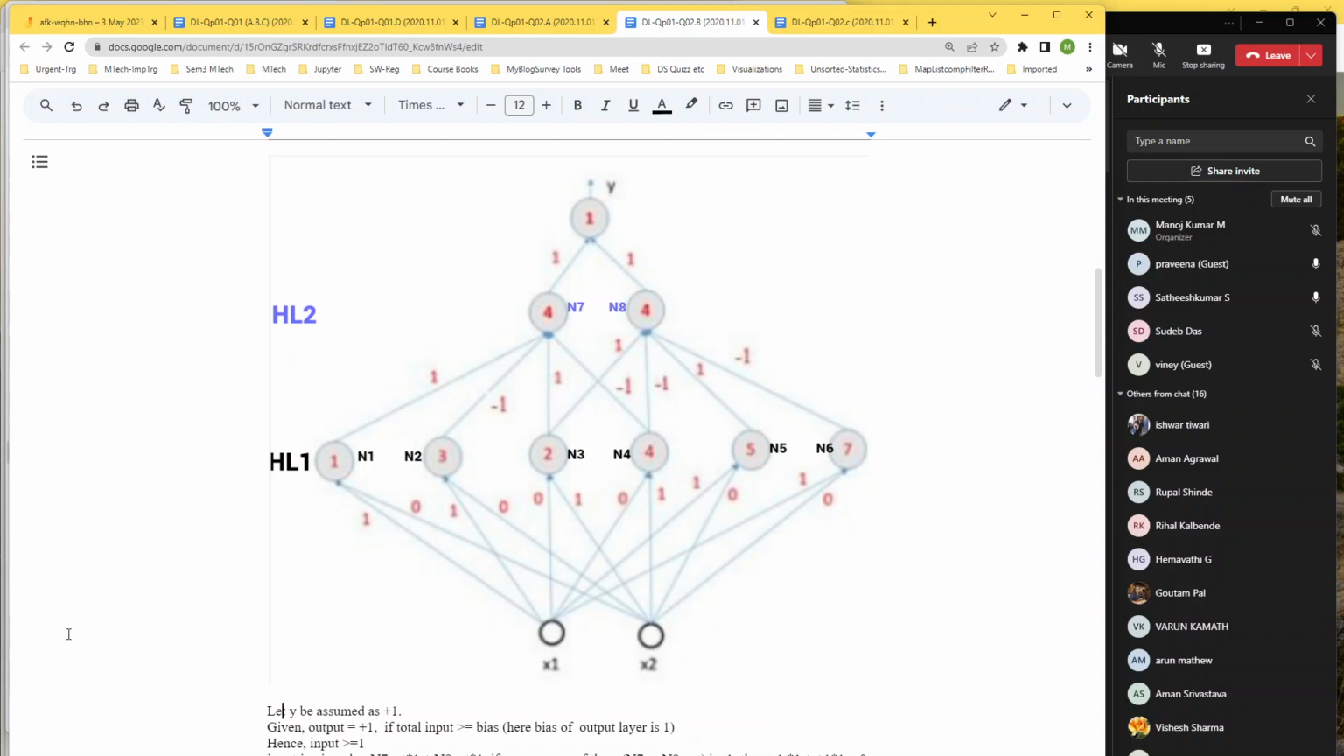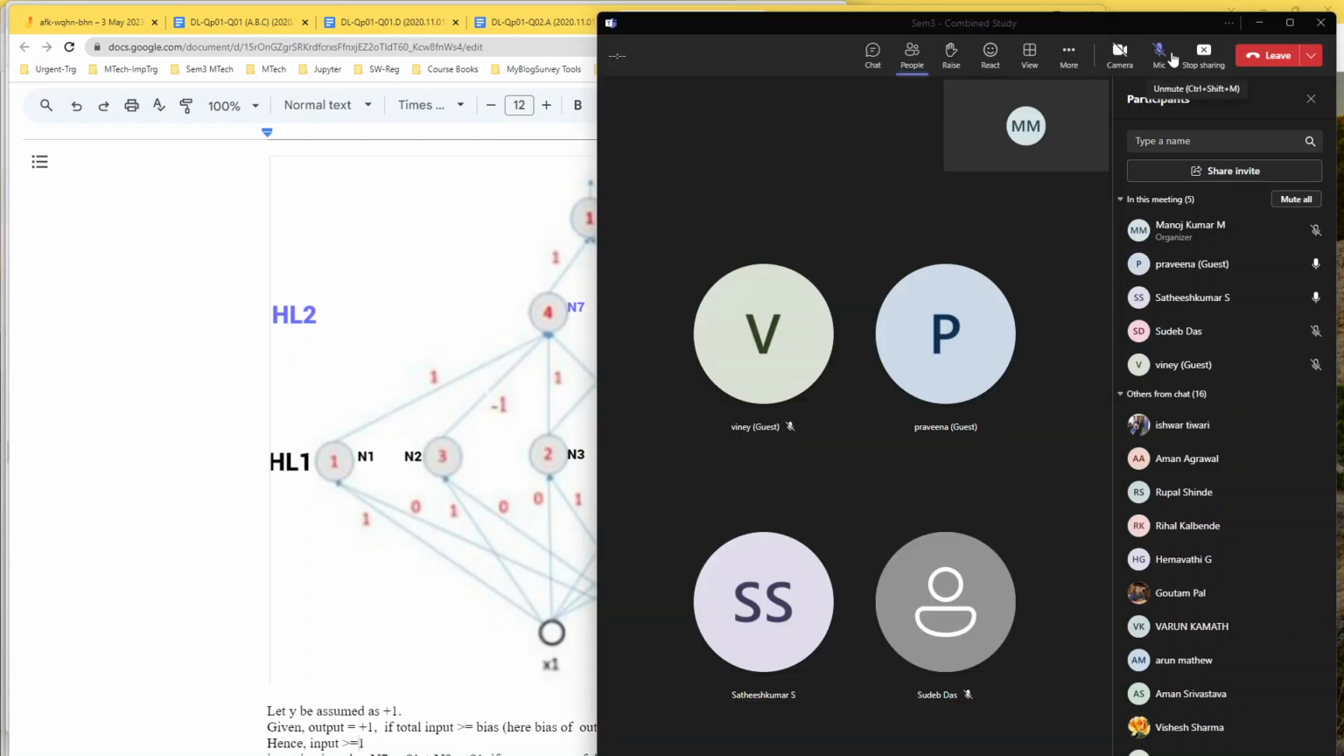After that, any other node which is hidden, because it is given that the output can be a +1 or a -1, based on the bias value, those nodes are not going to take any value greater than 1 or any value less than -1 or a 0.